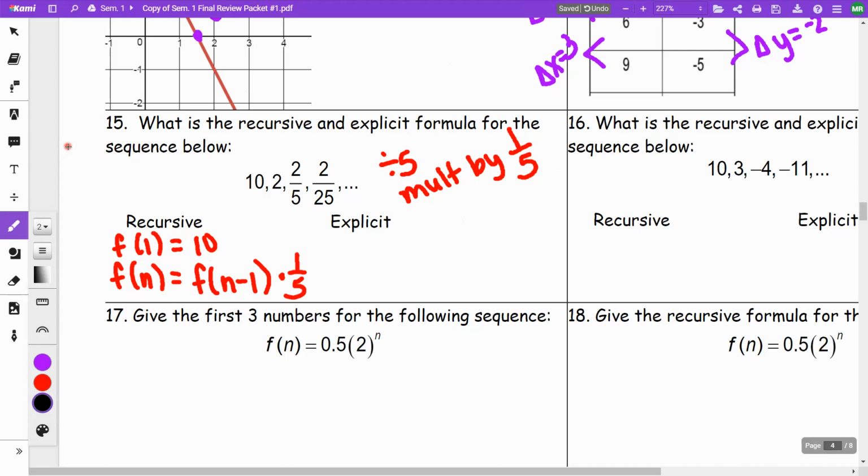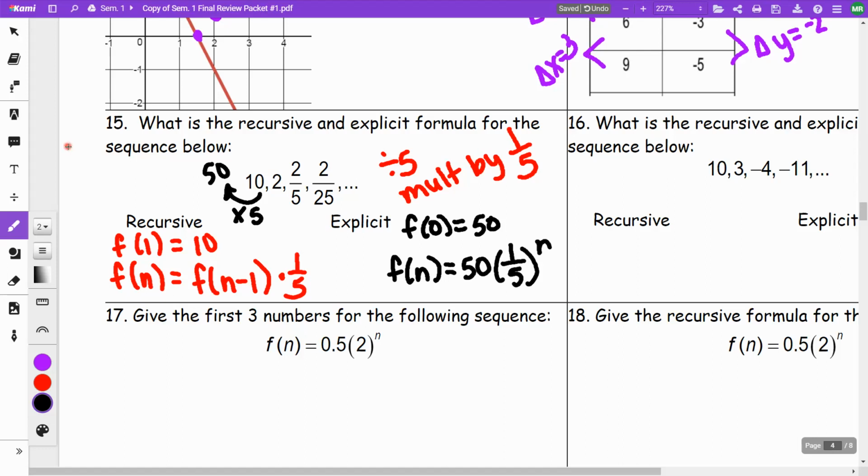Now my explicit, I like to have my 0 for my explicit. So let me go backwards. So going backwards, I would be timesing by 5. So that's going to be a 50. So my f(0) is going to be 50. So my equation is going to be f(n). Okay, I don't need that f(0) written out. I just needed to find the 0. So f(n) is equal to 50 times, I'm not adding, I'm multiplying, times 1/5 to the power n.